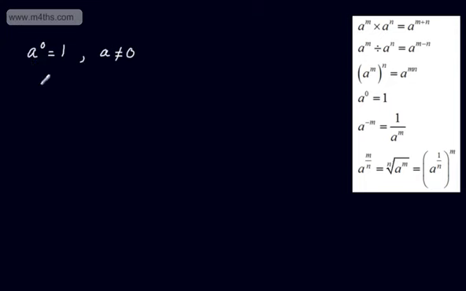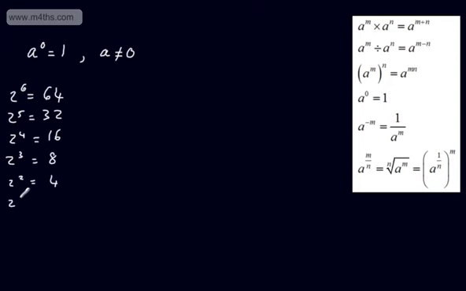Well, let's start with some numeric examples. Let's start with 2 to the power of 6. 2 to the power of 6 is 64. 2 to the power of 5 is going to give us 32. 2 to the power of 4 is going to give us 16. 2 to the power of 3 is going to give us 8. 2 to the power of 2 is going to give us 4. 2 to the power of 1, or just 2, is going to give us now 2.